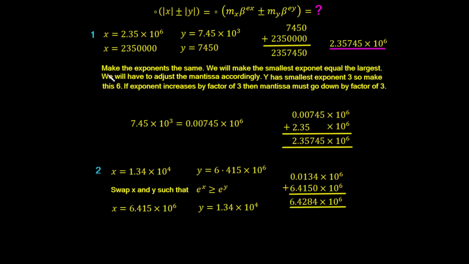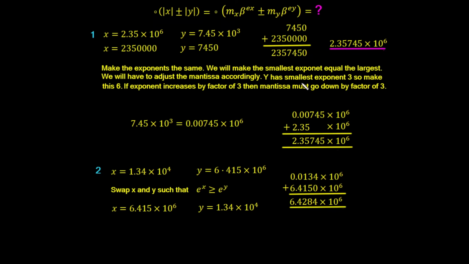So what we want to do is we want to make the exponents the same before we do the addition. So that means we could make the smallest exponent equal to the largest exponent, or equally we could make the largest exponent equal to the smallest exponent. So the route that we're going to do here is we're going to take the smallest exponent and we're going to increase it to the size of the largest exponent. Now whenever we do this, we're going to have to then reduce the size of the mantissa accordingly.